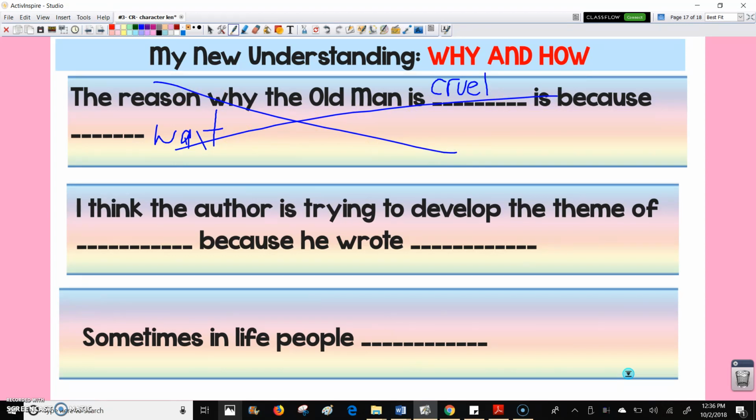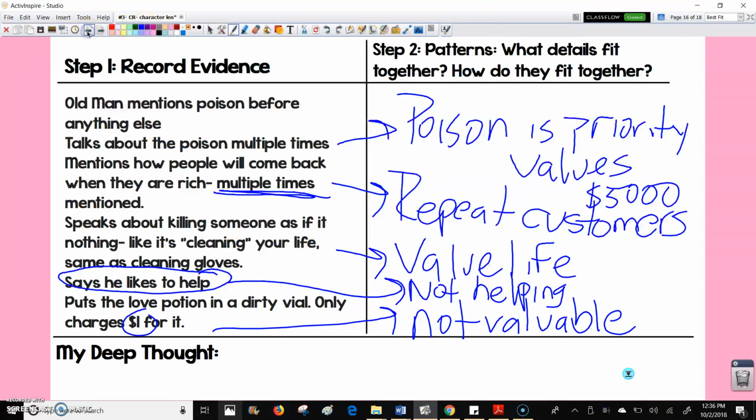I think the author is trying to develop the theme of. The theme of what? What can I learn? What message is the old man delivering? Or maybe this one. Sometimes in life, people won't, well, what is it that I see the old man doing? I see him not caring, right? Sometimes in life, people won't care. What is it that the old man doesn't care about? Is it that he doesn't care about love, or is it that he doesn't care about helping people?